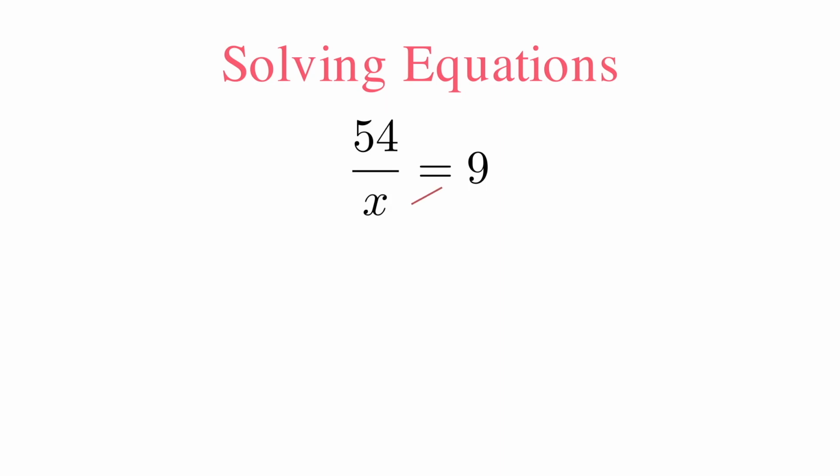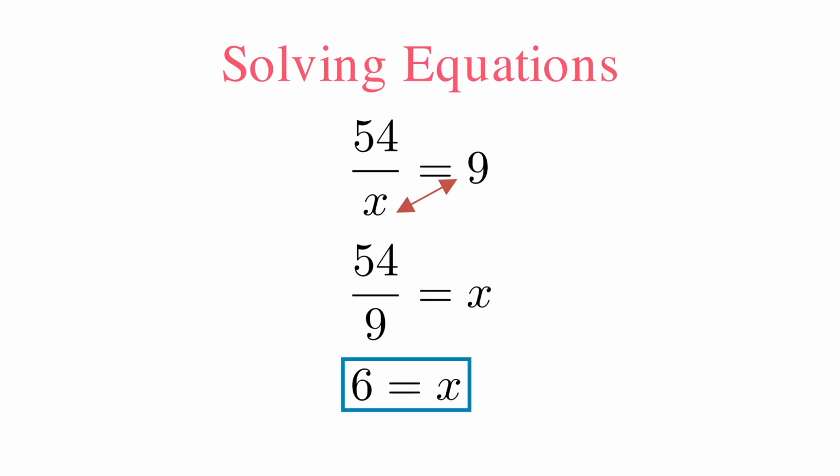So to isolate for x, we just switch places with 9. So we bring 9 in the denominator and have x on the other side of the equation. So to get the value of x, we can now simply divide 54 with 9, which is 6. Hence, the value of x is equal to 6. Note that this method does use cross multiplication in disguise.